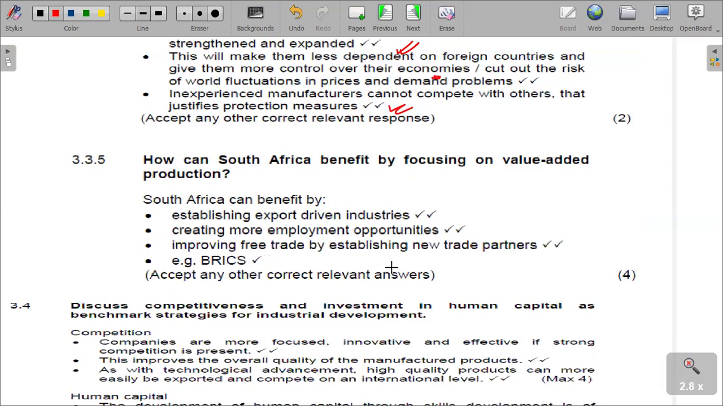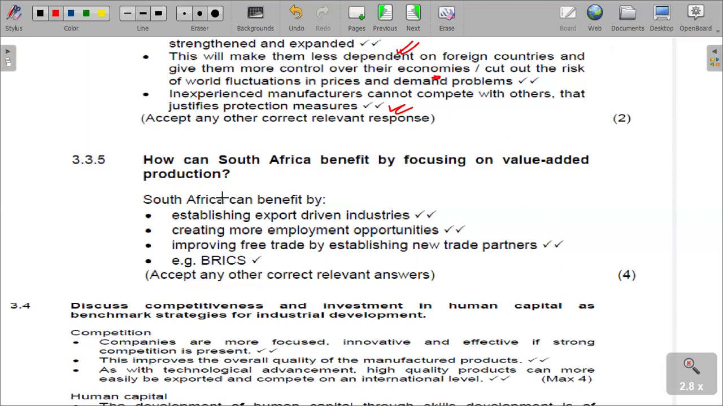How can South Africa benefit by focusing on value-added production? Value addition is a production process or system whereby certain raw materials are semi-processed or processed. Therefore, when they are sold, they will be sold at a better, higher price. Raw materials are worked on in order to semi-process or process them so that they add value.